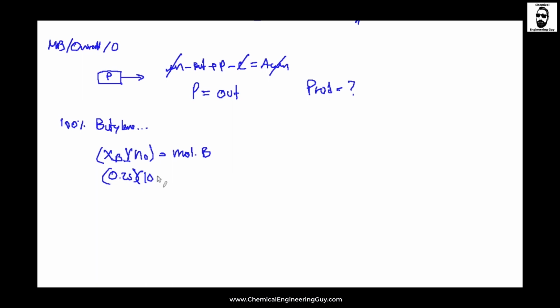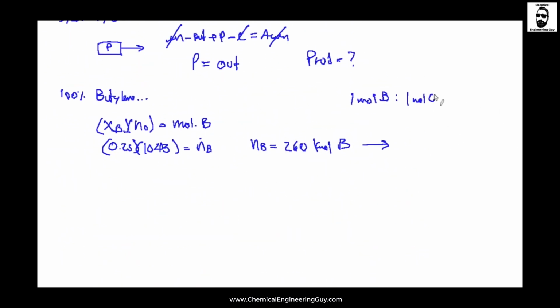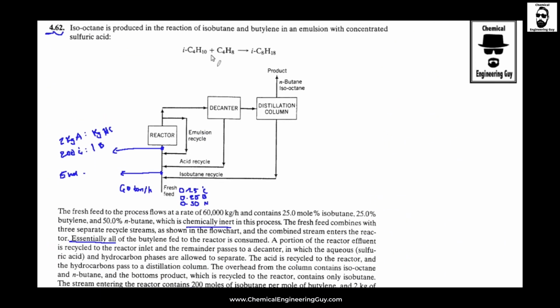Butylene is, now the feed is this amount, so this is going to give me the moles of B. Moles of B turn out to be 260 kilomoles of butylene. And let's go to the equation: for every mole of butylene I get 1 mole of octane. This is from this equation. So this is butylene, this is isobutane, and I'm getting octane here.